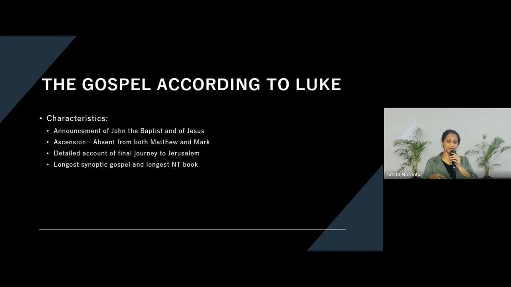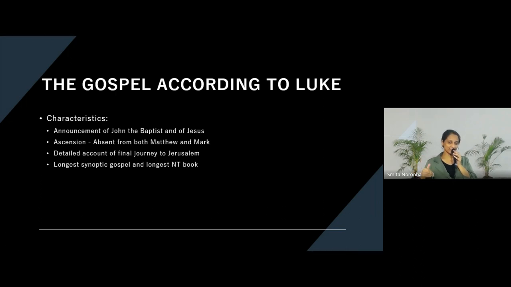Plus, we also have the most detailed stories about Jesus and John when they were little, right? So John, we only have that record of Elizabeth and Mary meeting, but Jesus, we have stories of him as a child in Luke much more than in any of the other gospels. Then we also see the ascension of Jesus.